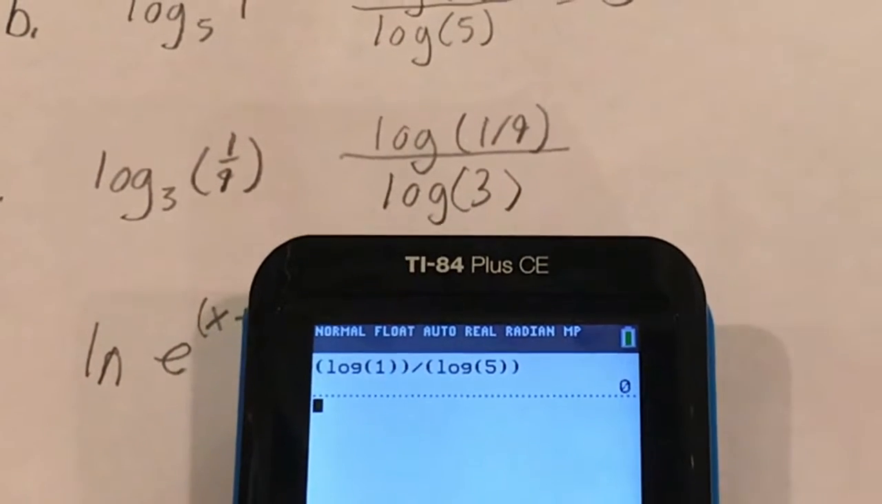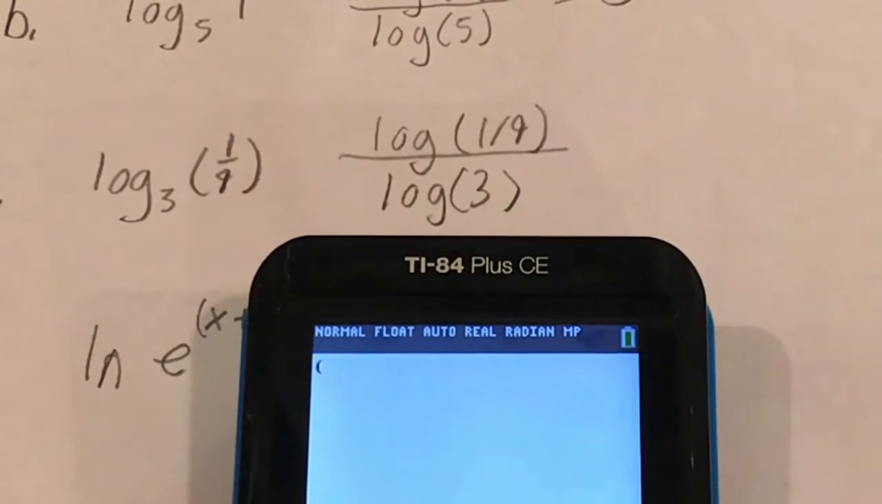Log base 3 of 1/9. This is going to be a little tricky. So parentheses, log, inside the parentheses I'm going to put 1 divided by 9, close parentheses, divided by parentheses, log 3. And that is negative 2.